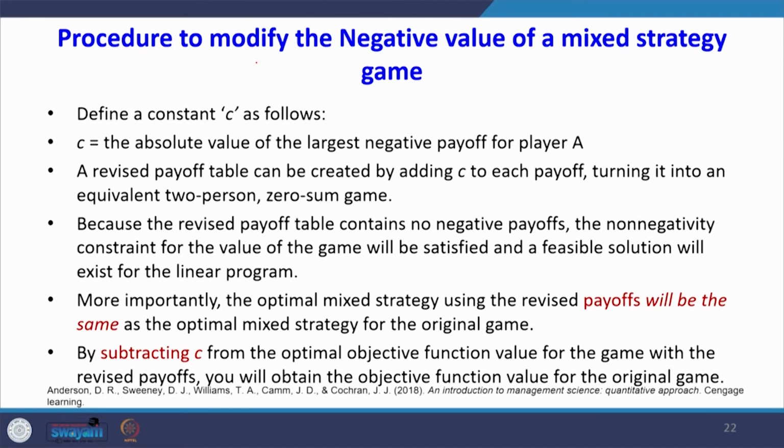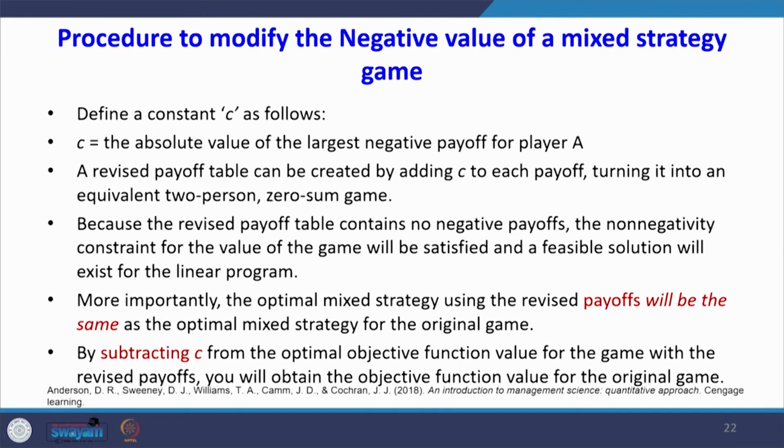Procedure to modify the negative value of a mixed strategy game. Define a constant C as follows. C is equal to the absolute value of the largest negative payoff for player A. Now a revised payoff table can be created by adding C to each payoff, turning it into an equivalent 2-person zero sum game. Because the revised payoff table contains no negative payoff, the non-negativity constraint for the value of the game will be satisfied and a feasible solution will exist for the linear programming problem.